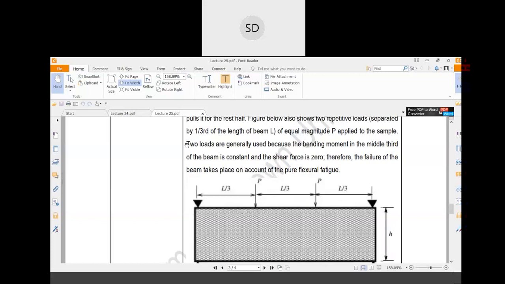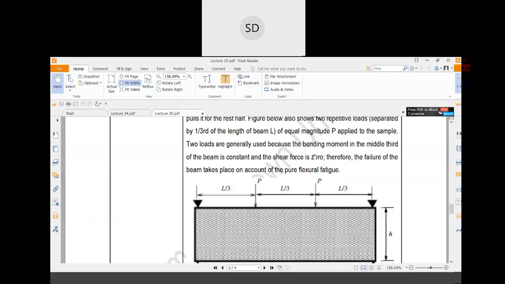Now, why are two loads used? Two loads are generally used because the bending moment in the middle third of the beam is constant and the shear force is zero. Therefore, the failure of the beam takes place on account of pure flexural fatigue. So, two loads are taken because of the bending moment in the middle third. So, this is the middle third corresponding to this portion, and this is the middle third corresponding to this edge.